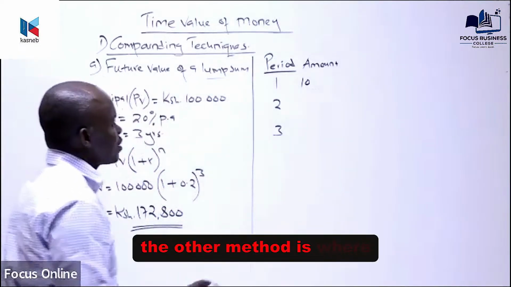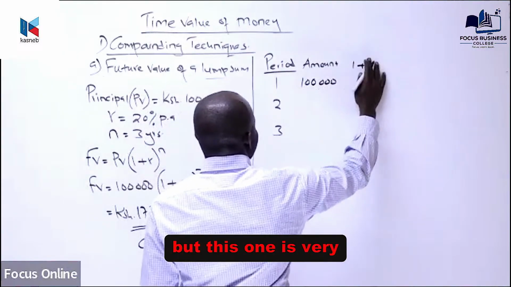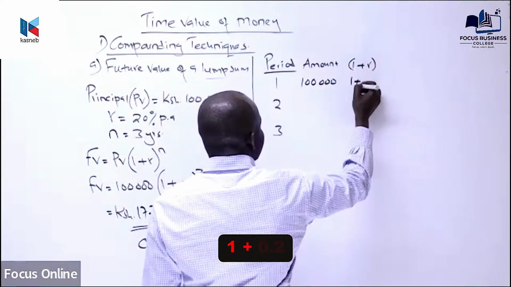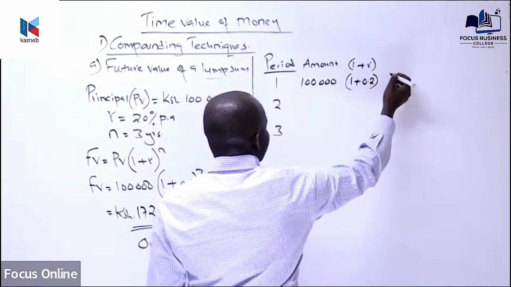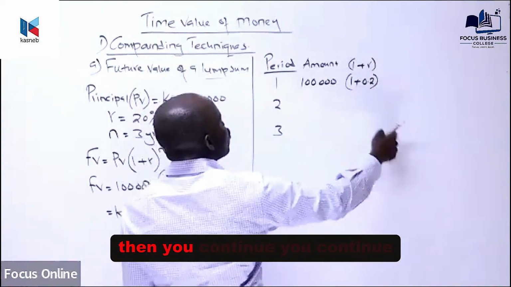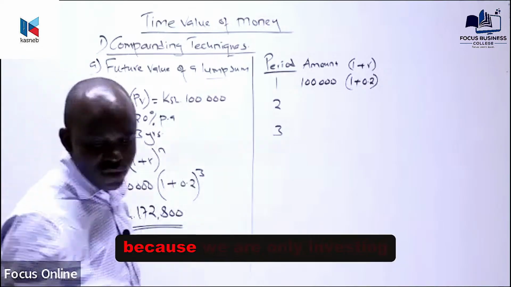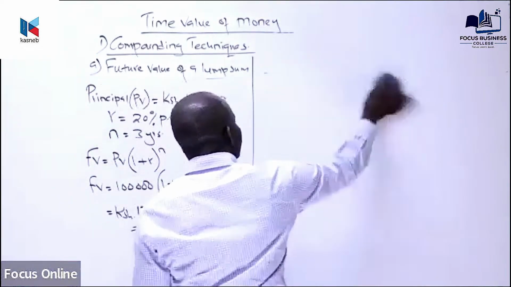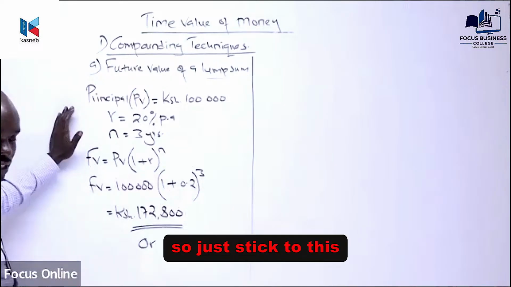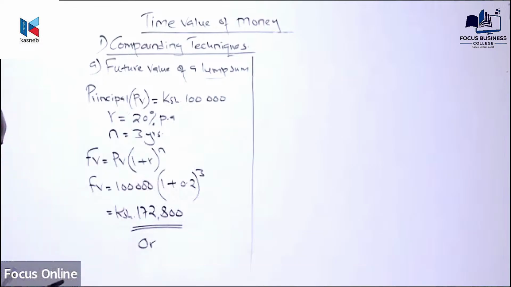Okay. The other method is where we say, but this one is very long, where you say here it's 1 plus 0.2. The figure that you get here, you bring it here. Then you continue. But that will not apply in this case because we are only investing 1. So you grow by that rate. So just stick to this. Any question before we continue? We want to proceed.